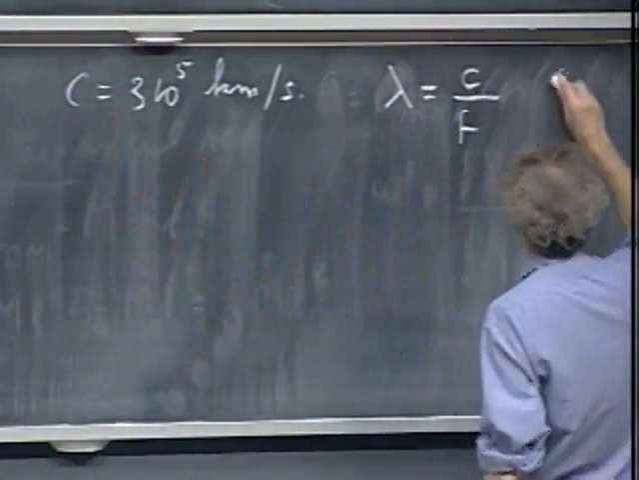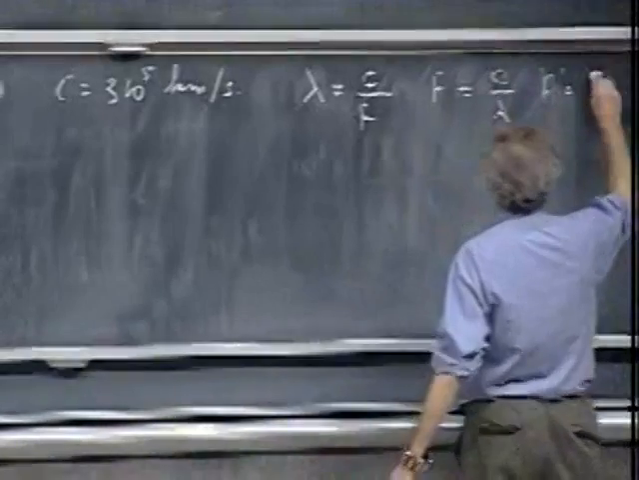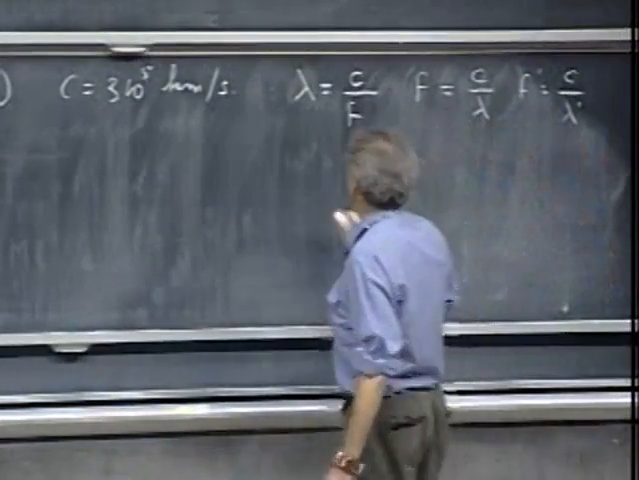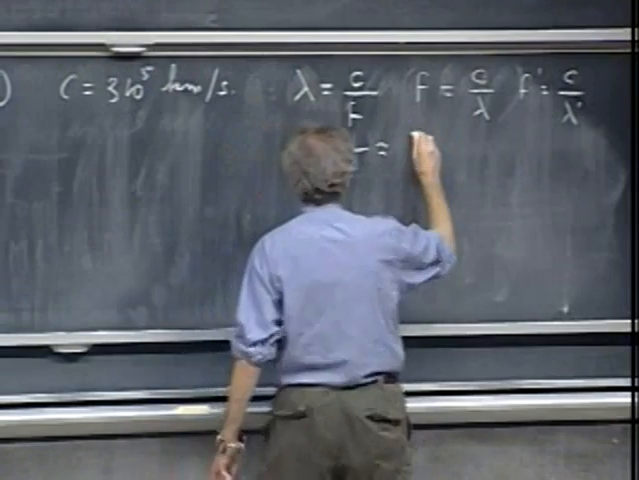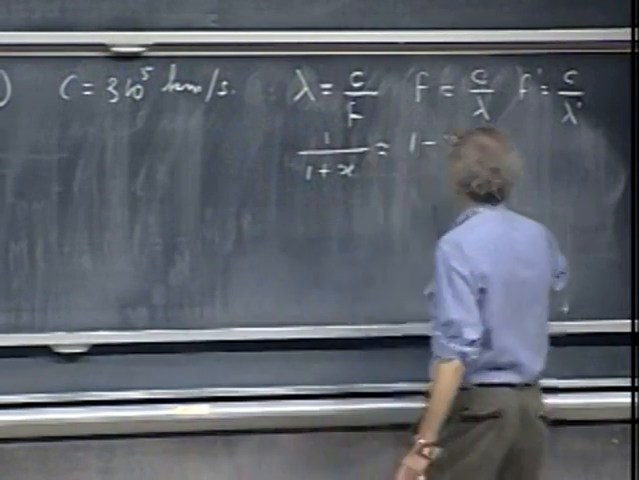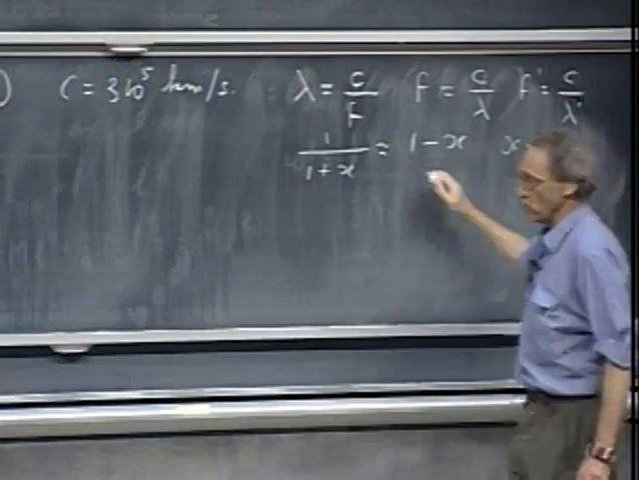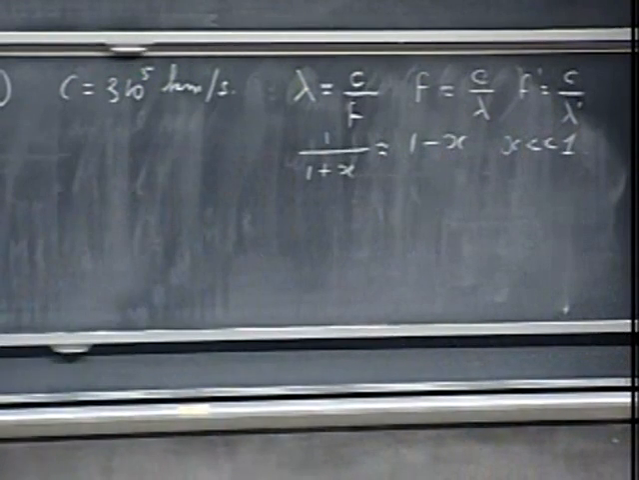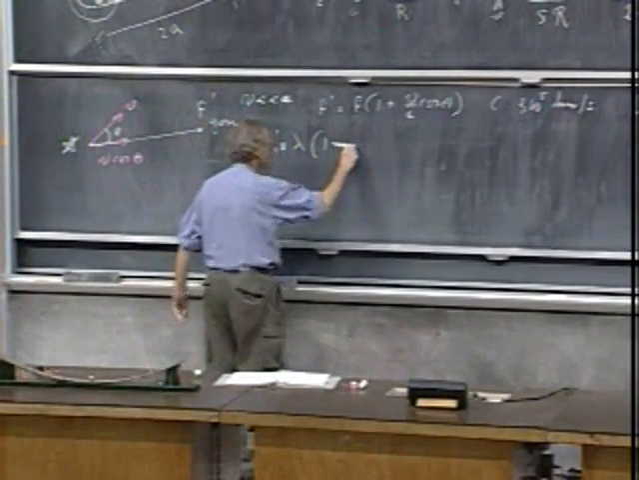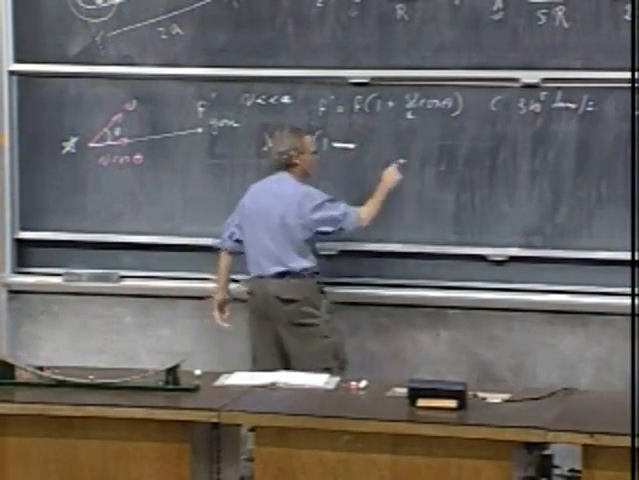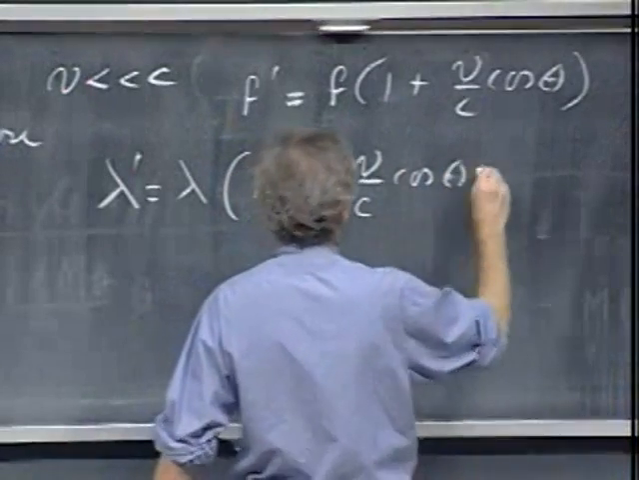So we can substitute in that equation f equals c divided by lambda, and f prime equals c divided by lambda prime. When we do that, and we also make use of this approximation, that 1 divided by 1 plus x is approximately 1 minus x, as long as x is much, much smaller than 1. This is the first order term in the Taylor expansion. Then you can find that now lambda prime becomes lambda times 1 minus, the plus changes to a minus sign for that reason, v divided by c times cosine theta.